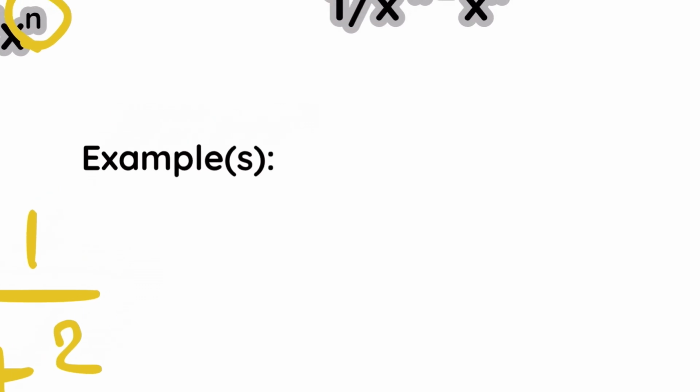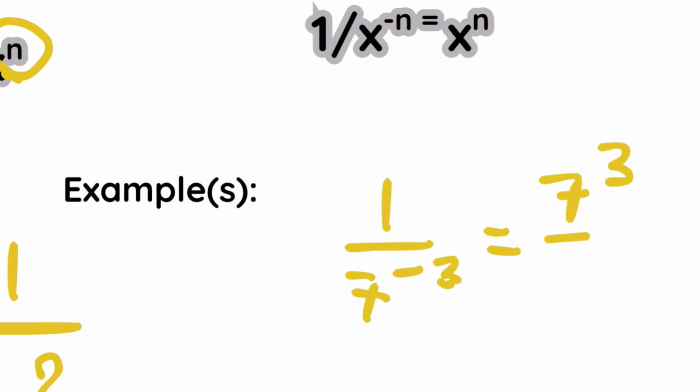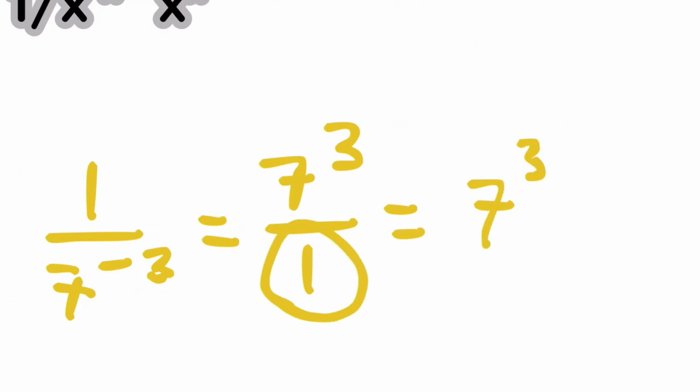That's it. And what if we have a number in the denominator with a negative power? No matter, just change the order. So I have 1 divided by, for example, 7 to the power of minus 3. This is going to be 7 to the power of 3 divided by 1, or overall 7 to the power of 3. We don't need to write the denominator of 1.